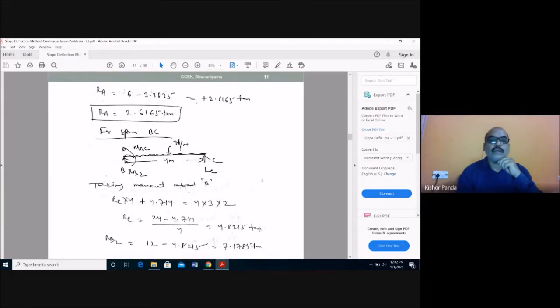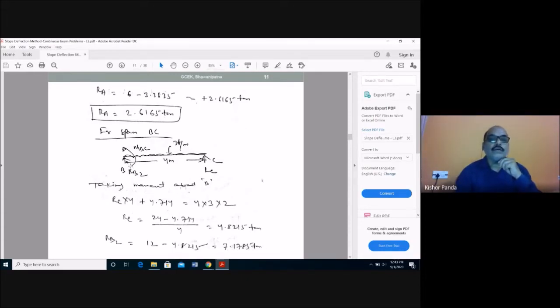Then after knowing the reaction RC, take the sum of the vertical forces equal to 0. So upward force is equal to downward force. Upward force RB2 plus RC, and downward force 3 into 4. Using this, you'll find the reaction at B. So RB2 is equal to 7.1785 ton.